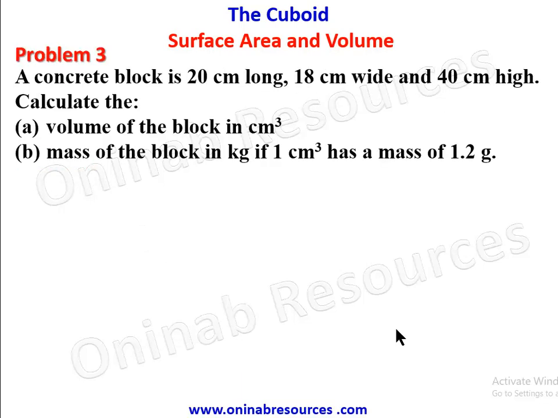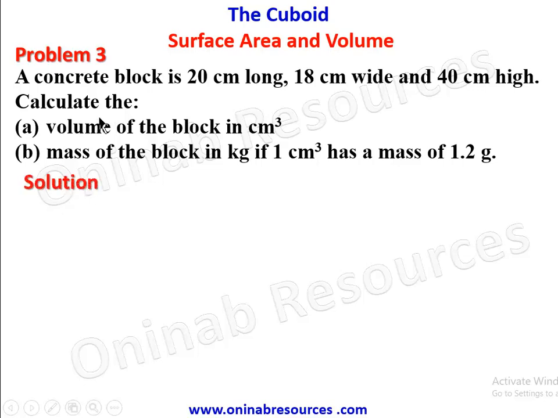We go to problem 3. A concrete block is 20 centimeters long, 18 centimeters wide, and 40 centimeters high. Calculate the A, volume of the block in cubic centimeters, B, mass of the block in kilograms, if 1 cubic centimeter has a mass of 1.2 grams.